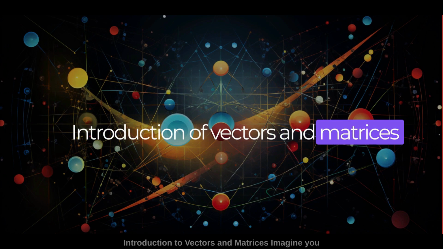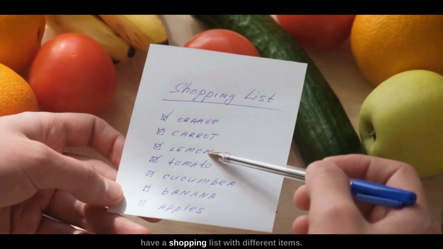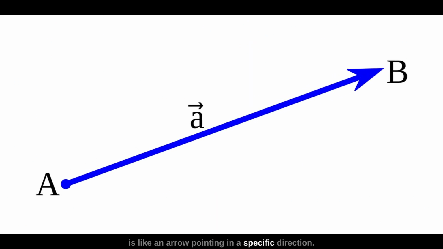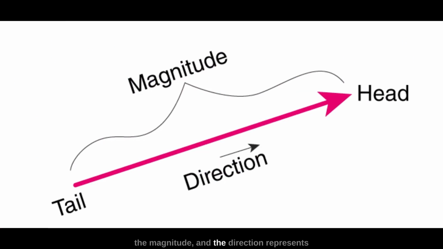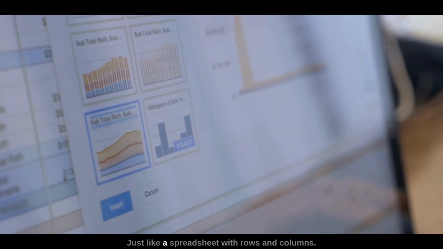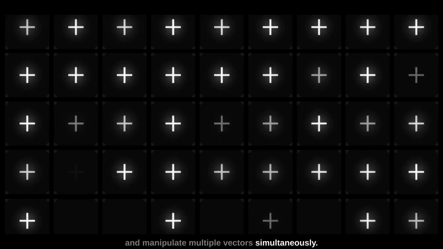Introduction to vectors and matrices. Imagine you have a shopping list with different items. Each item can be represented as a vector, which is like an arrow pointing in a specific direction. The length of the arrow represents the magnitude, and the direction represents the item's properties or features. Matrices are like grids or tables that organize multiple vectors together. Just like a spreadsheet with rows and columns, matrices allow us to store and manipulate multiple vectors simultaneously.